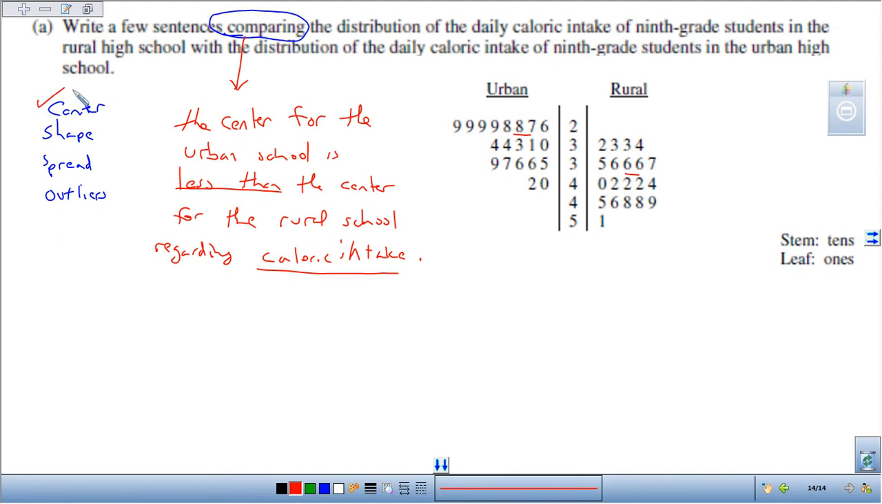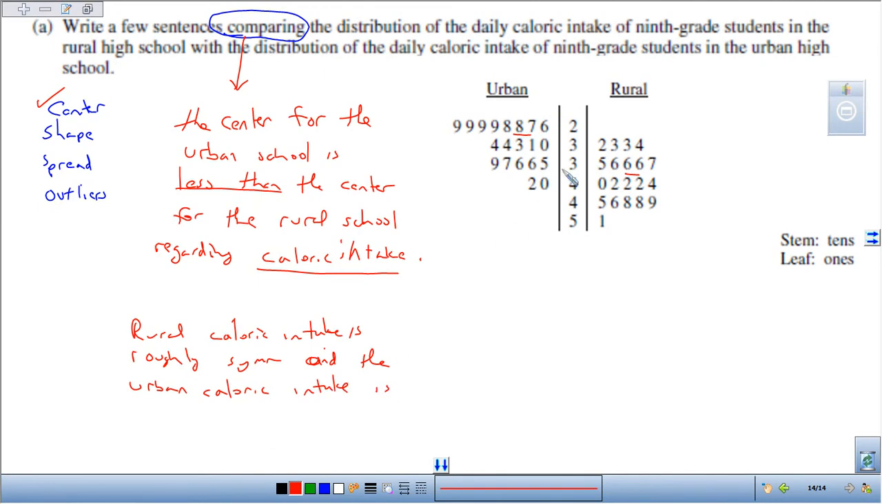So center, done. Let's talk about shapes. The rural school, the rural caloric intake is roughly symmetrical, and the urban caloric intake is, now here's where we have to be careful.